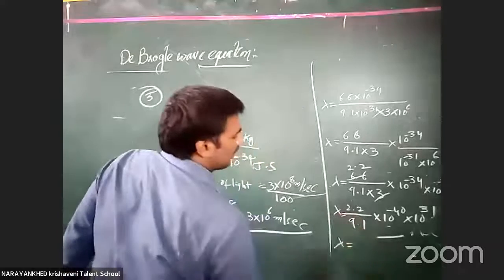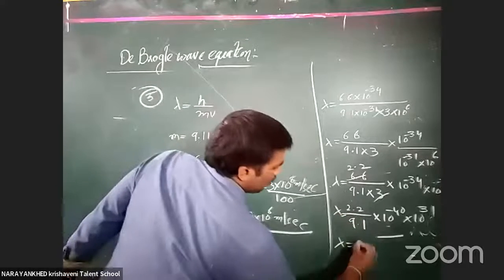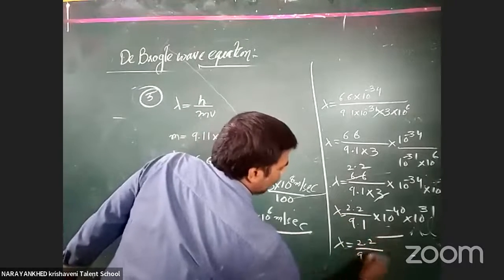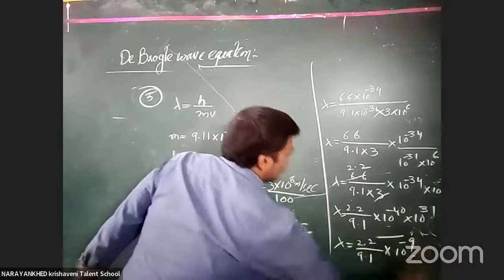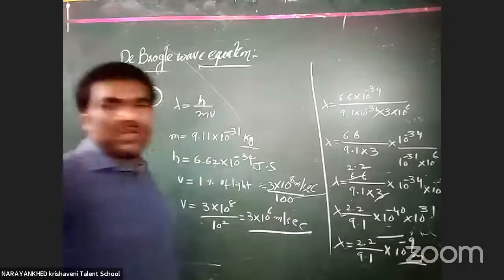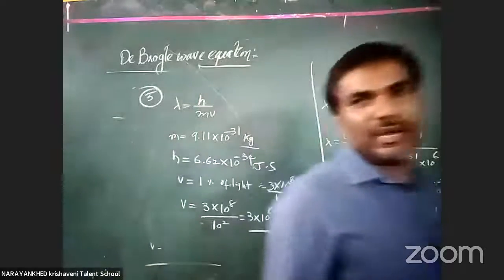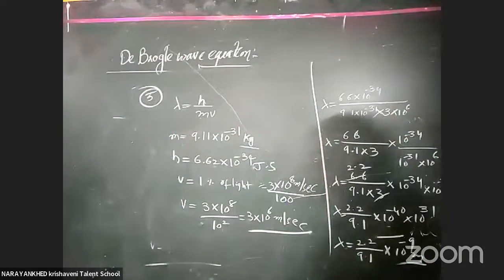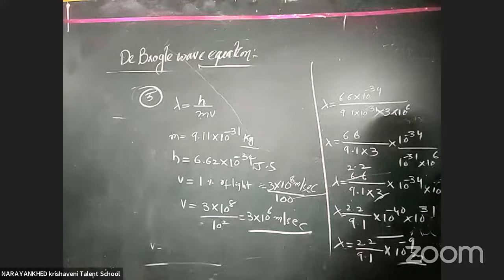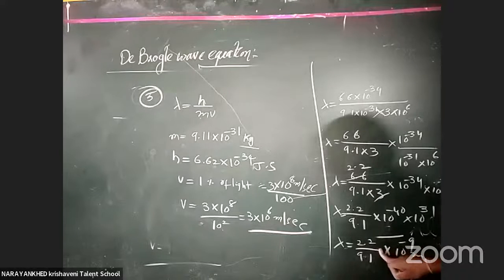Lambda is equal to 2.2 by 9.1 into 10 to the power of minus 9 meters. Now you do it: 2.2 by 9.1 approximately. It will be more than 2. It is approximately... why? Because lambda is equal to 0.2 into 10 to the power of minus 9. Why? Because 2.2 divided by 9.1 is approximately 1.8.